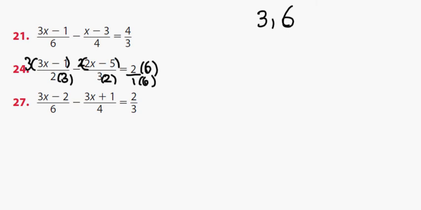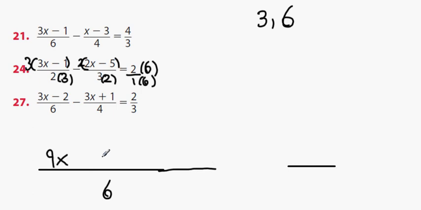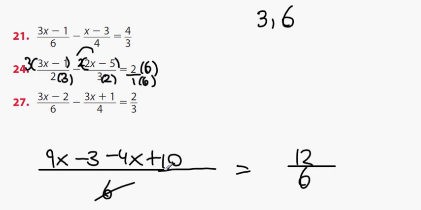What I'm going to get is the following. I'm going to get 6 as the denominator. So we're going to get 6 here. And we're going to get 9x minus 3, minus 2 is minus 4x plus 10, equals 12 over 6. The 6 cancels because it's the same on each side. You could cross multiply it and get the same answer, but you don't have to because they're both the same.